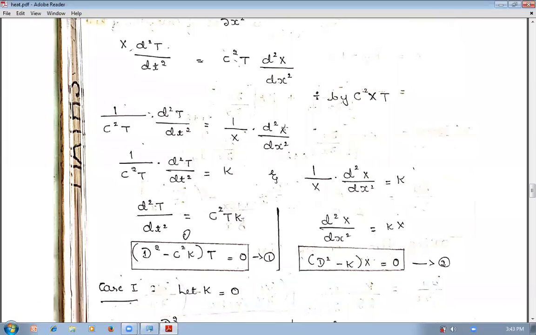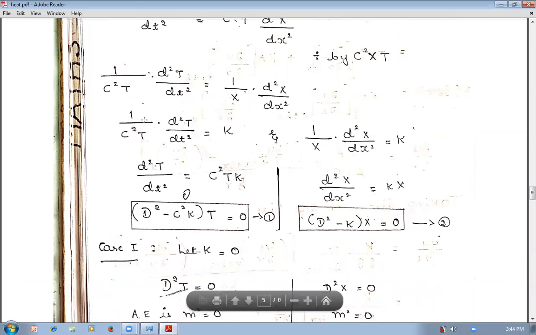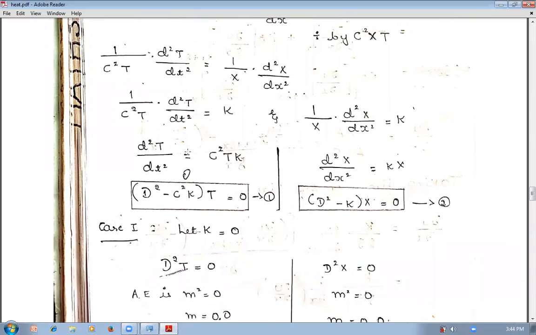Next, equate these two functions with a common constant k. This is equal to k, and the right side function 1 by X into d square X by dx square is equal to k. Taking these terms to this side, we get d square T divided by dt square is equal to c square into T into k. Here d square X by dx square is equal to k into X.